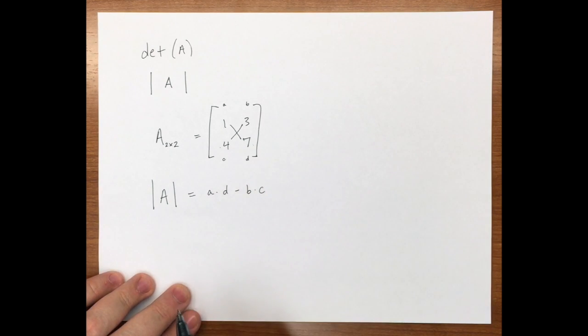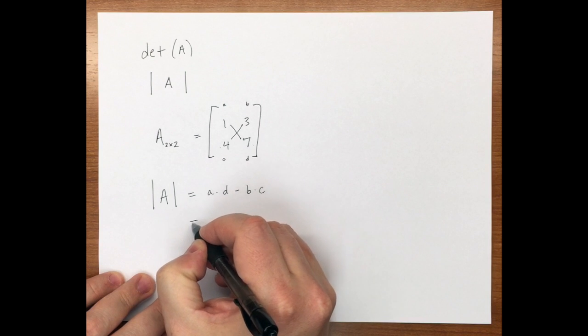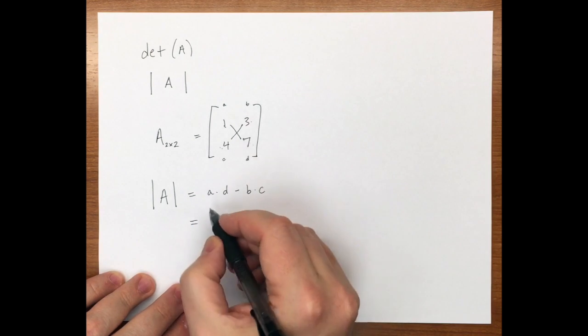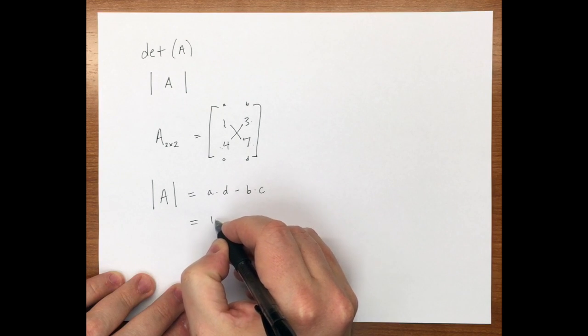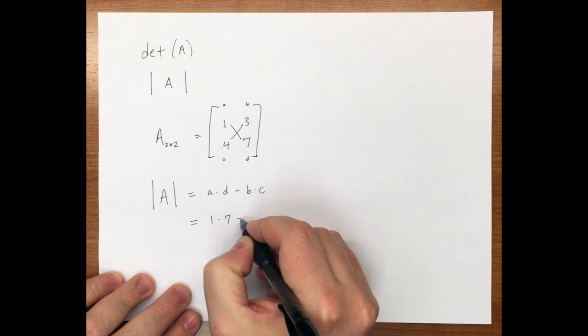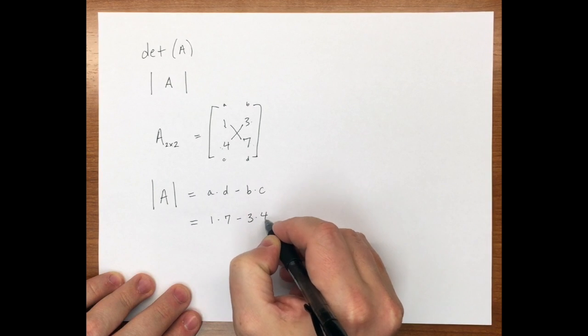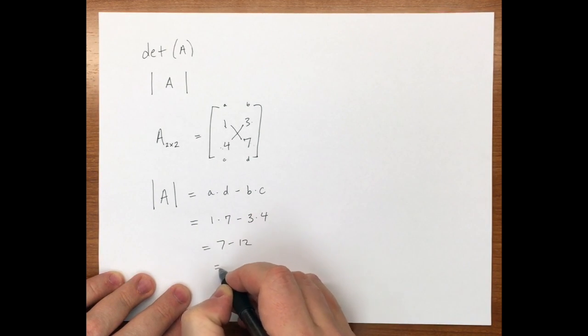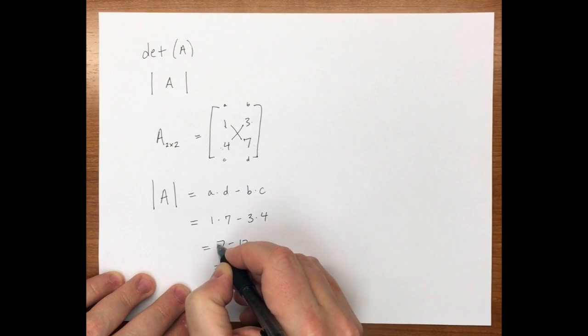So when we find the determinant of A, in this example up above we have the matrix 1, 3, 4, 7. The determinant would look like 1 times 7 minus 3 times 4. So that would be 7 minus 12, which the determinant then would be -5.